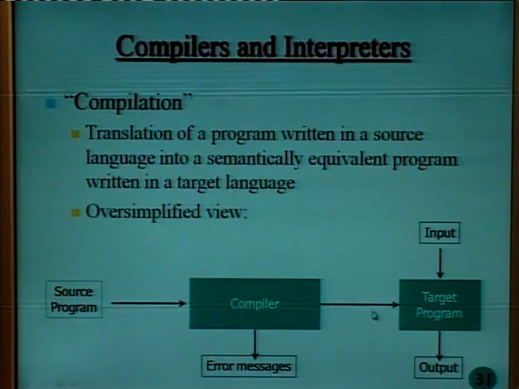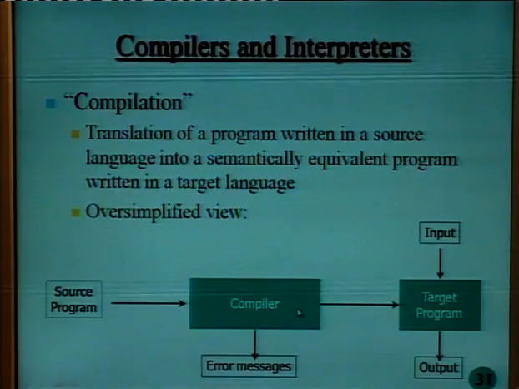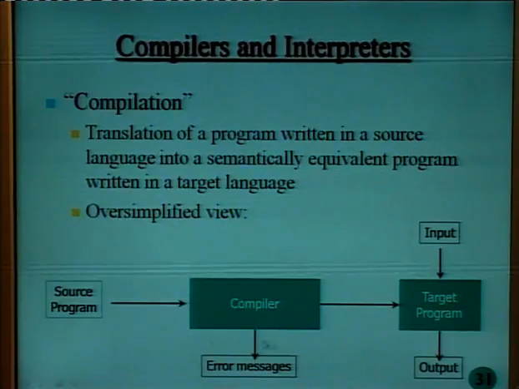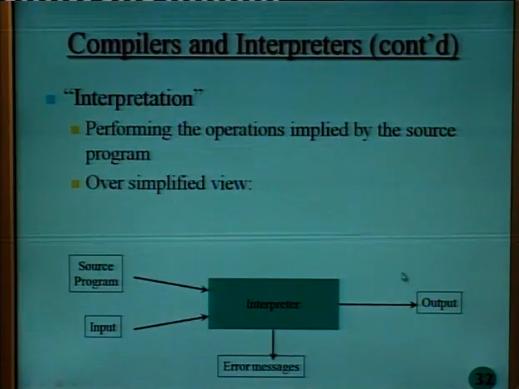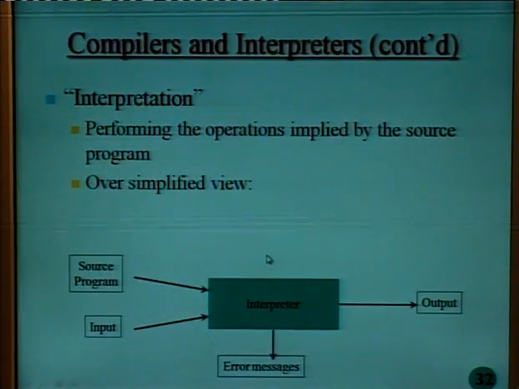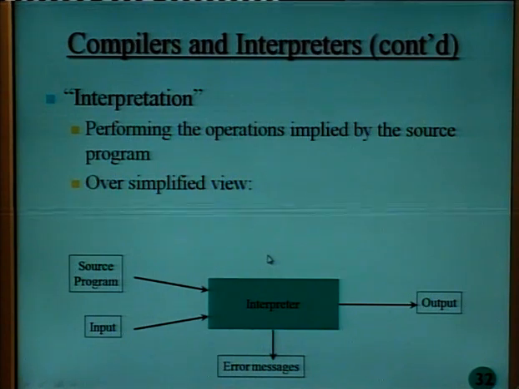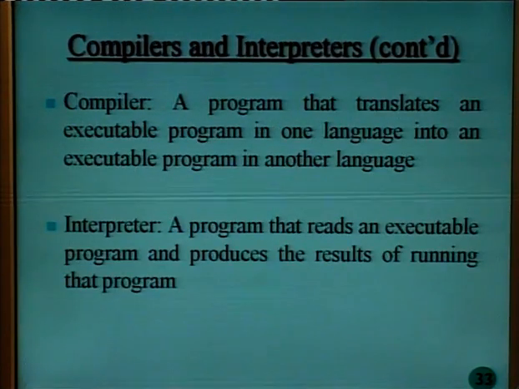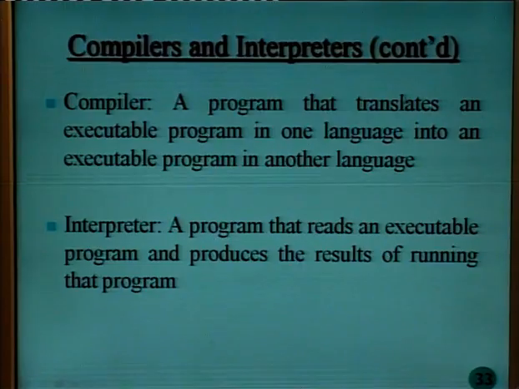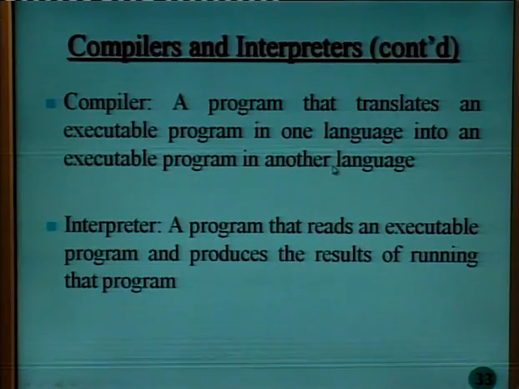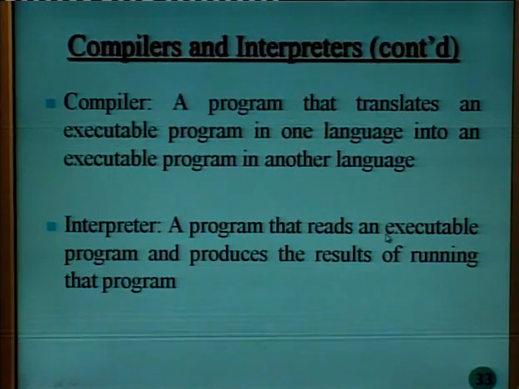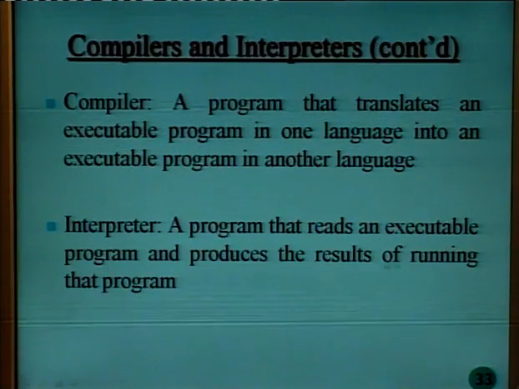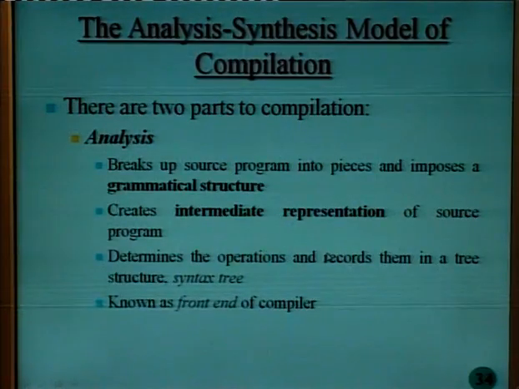So as we know, a compiler also produces error messages and produces target code that is in the form of 0s and 1s. The interpreter has the same function, but it directly produces executable code. A compiler can translate an executable program in one language into an executable program in another language, while an interpreter reads an executable program and produces the result of running the program.